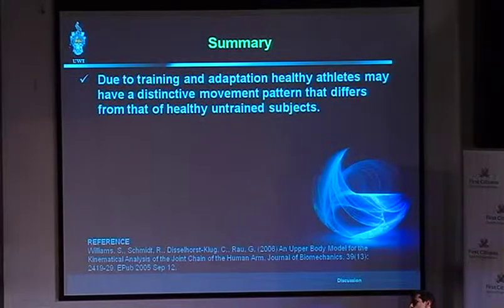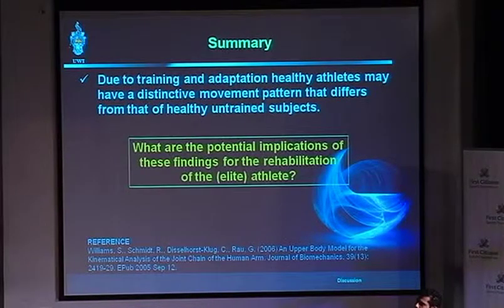So what we notice is that due to training adaptation, healthy athletes may have a distinctive movement pattern that differs from that of healthy untrained subjects. And what I really want to do now is just to leave you with a question for consideration. Really, what are the potential implications of these findings for the rehabilitation of the athlete, and particularly for the elite athlete whose style of movement may be that factor which gives them the cutting edge in a particular group?